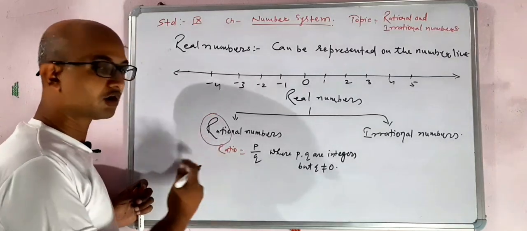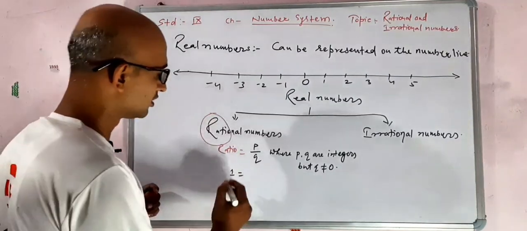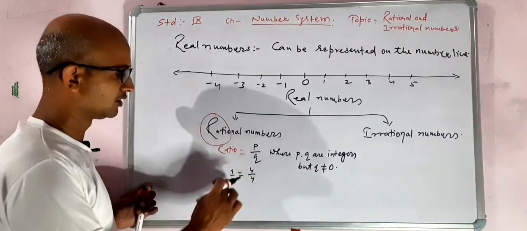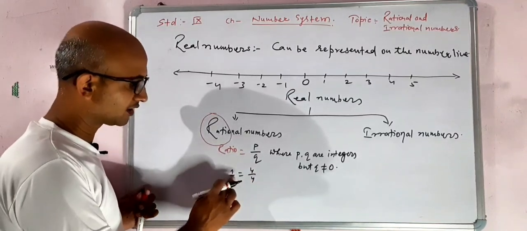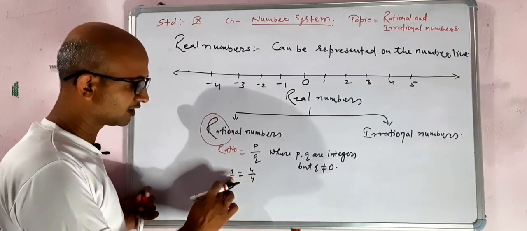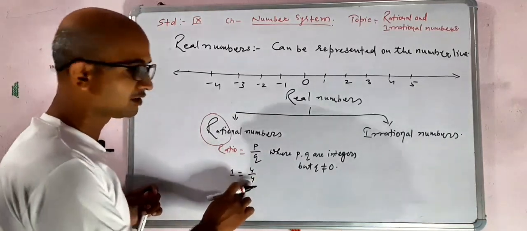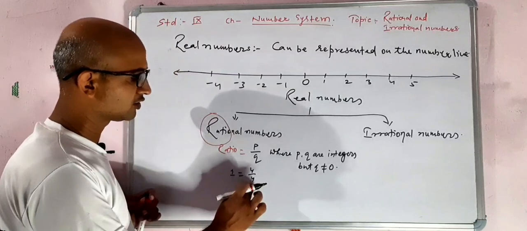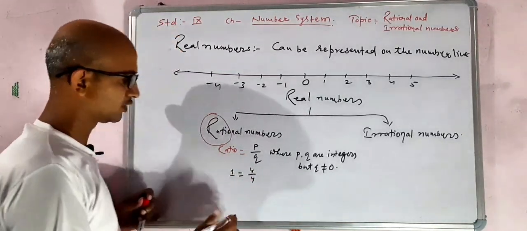For example, all natural numbers, that is counting numbers. 1 can be written as 4 by 4. 4 by 4 is equivalent to 1, and when we write 1 in the form of 4 by 4, that is, we write 1 in the form of p by q, where p and q are integers, and q, you can see here, is not equal to 0, therefore it is a rational number.